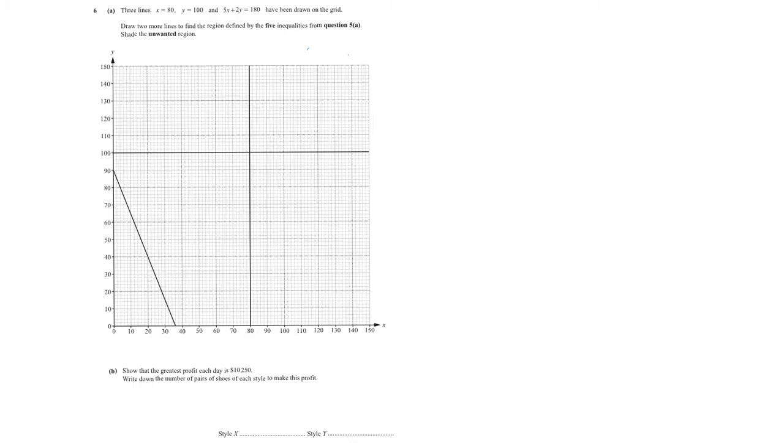Alright, the next part: 3 lines, x equal 80, y equal 100, and 5x plus 2y equal 180 have been drawn on the grid. So this must be y equal 100, and this line must be x equal 80. What does x stand for? The number of pairs of shoes for style X, right? And y is the number of pairs of shoes for style Y. And this line must be 5x plus 2y equal 180.